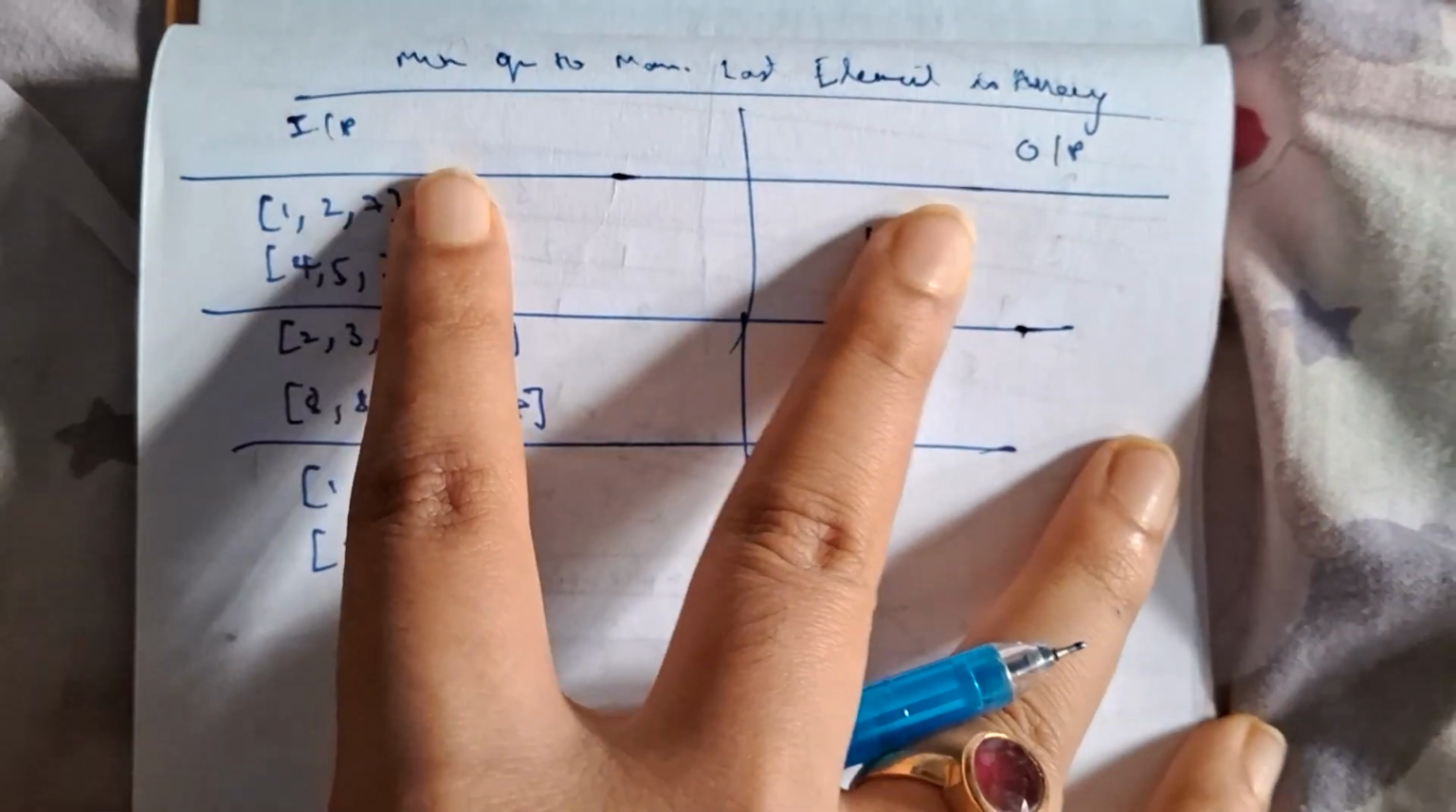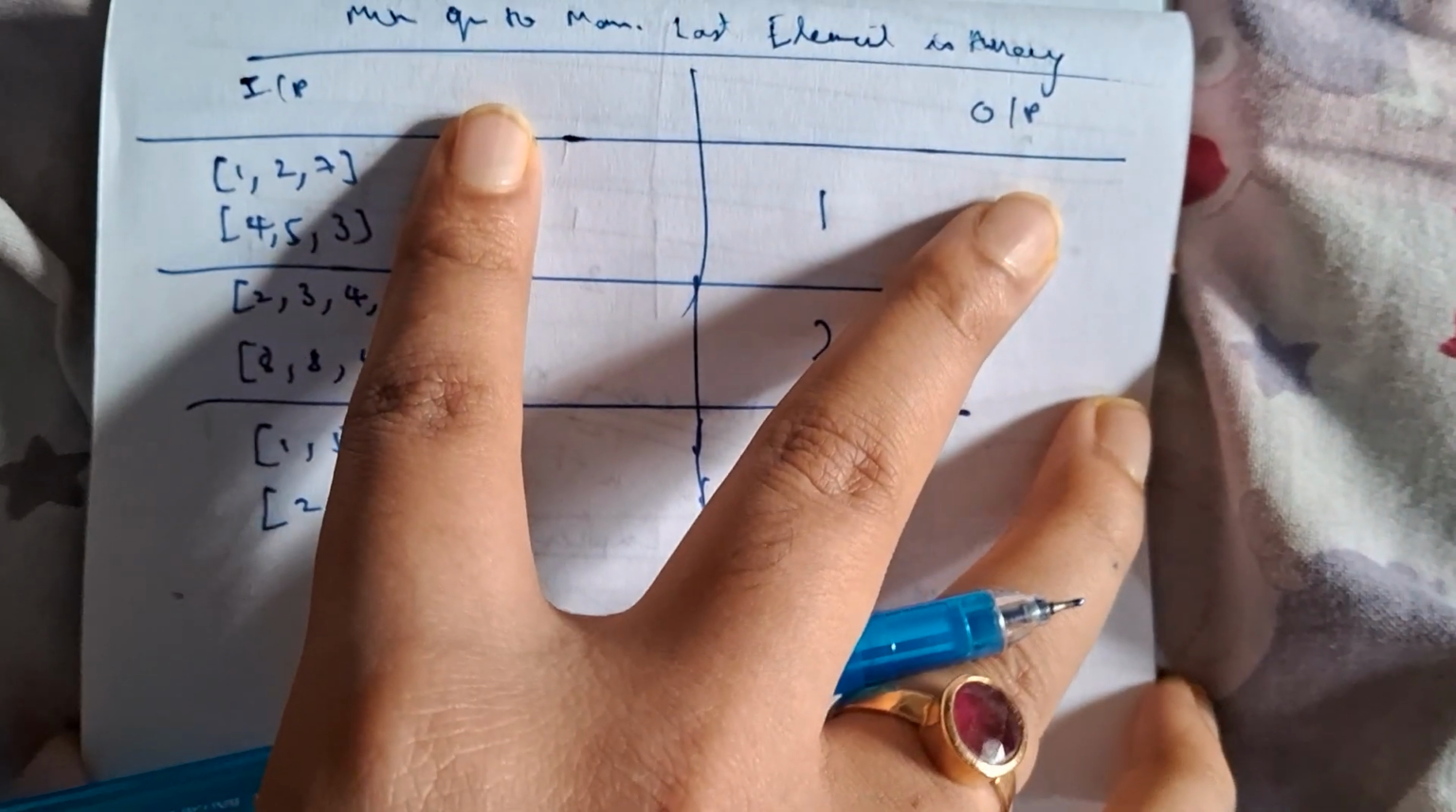So in this video, I'm going to discuss the minimum operation to maximize the last element of the array.